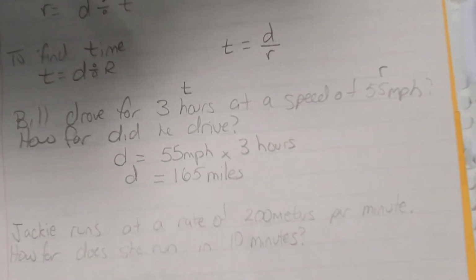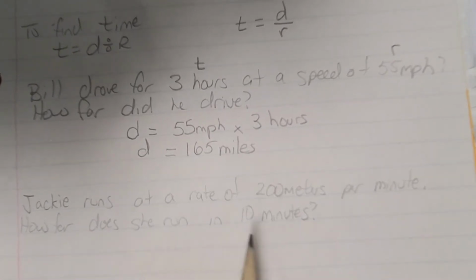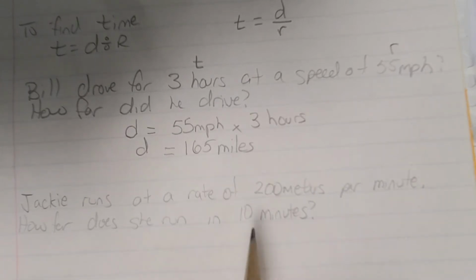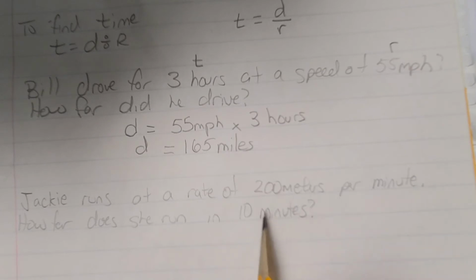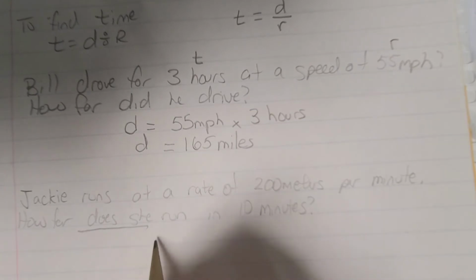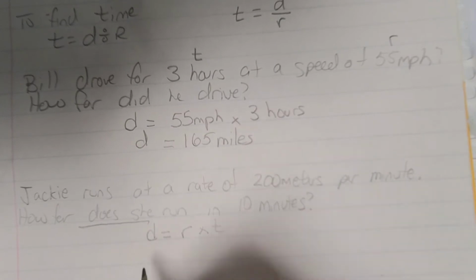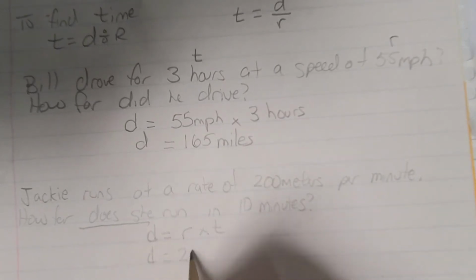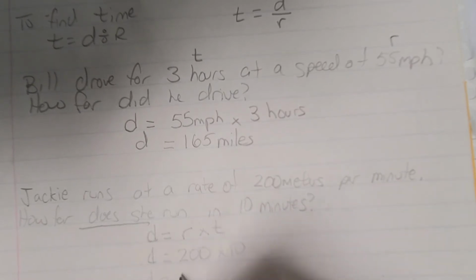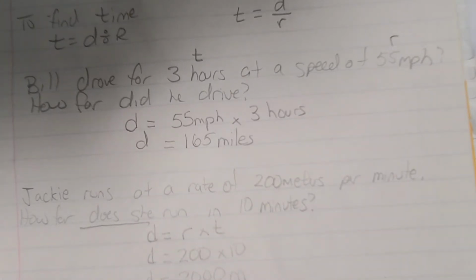Now, for the next one, Jackie runs at a rate of 200 meters per minute. How far does she run in 10 minutes? Okay, so we have a rate, we have a time, and we're looking for, again, a distance. So we're going to use the same one. Distance equals rate times time. Distance equals 200 times 10 to get our distance of 2,000 meters in 10 minutes.